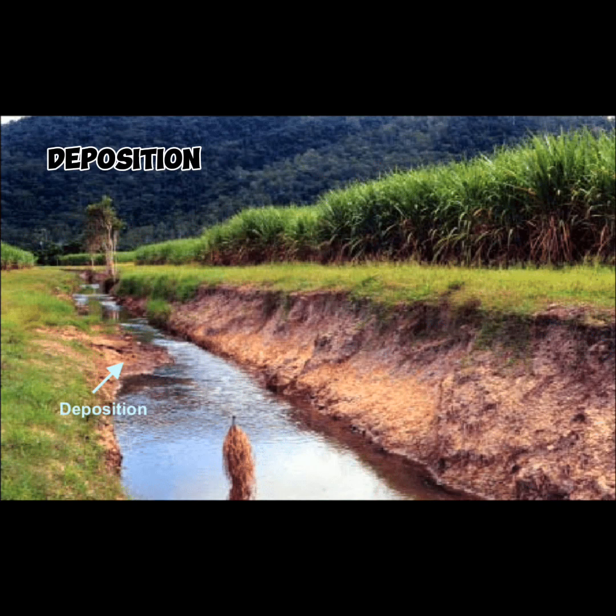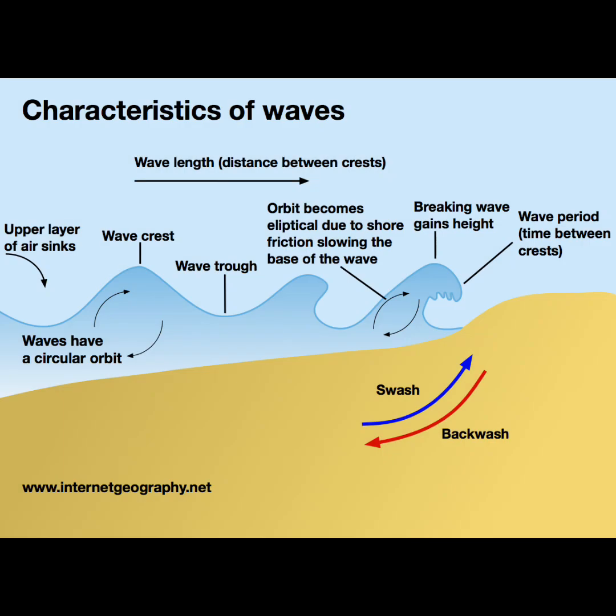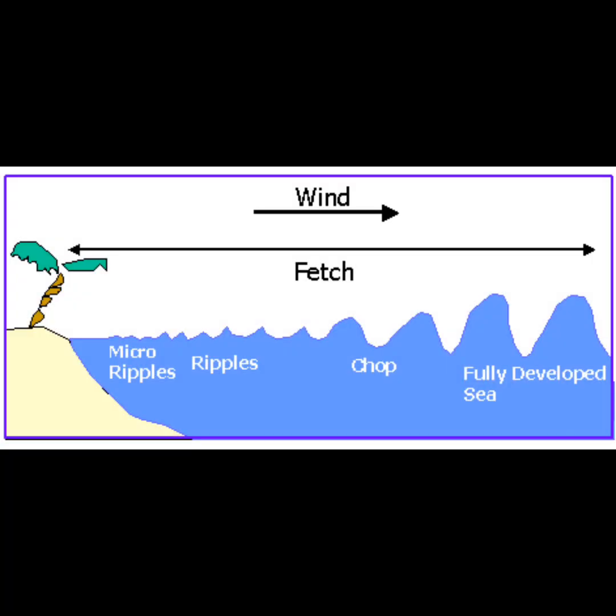Deposition is when material that is being transported is dropped by constructive waves. It happens because waves have less energy. Deposition happens when the swash is stronger than the backwash and is associated with constructive waves. The rate of coastal erosion depends on the type of wave and fetch, which in turn determines the size of the waves. Fetch describes how long and how far the wind acted on the water.